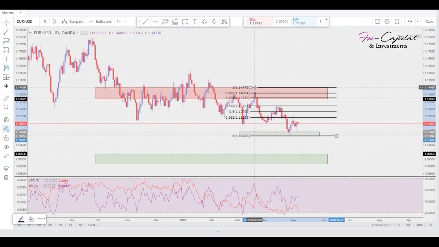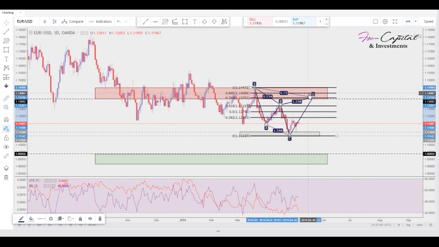Let's draw this in and I'll show you exactly where that is. You've got X to A, to B, B to C, and CD completion at 1375 right here. So at 1375 we've got a potential Cipher setting up on the daily time frame.